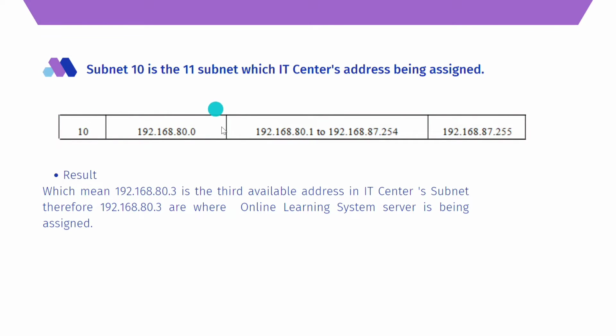So this is the network address, this is the IP address, and this is the broadcast address, which means 192.168.18.3 is the third available address in the IT center subnet. Therefore, 192.168.18.3 is where our online learning system server is assigned.